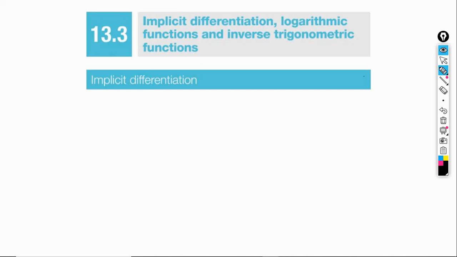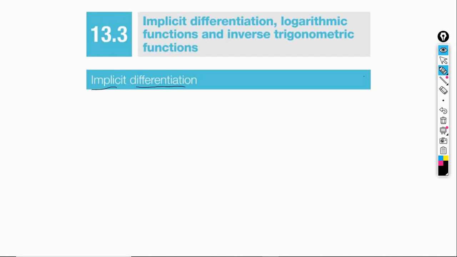Hello, everybody. So this week we're going to be working on Chapter 13, Part 3: Implicit Differentiation, Logarithmic Functions, and Inverse Trigonometric Functions. First of all, we're going to start with implicit differentiation. So what is implicit differentiation?